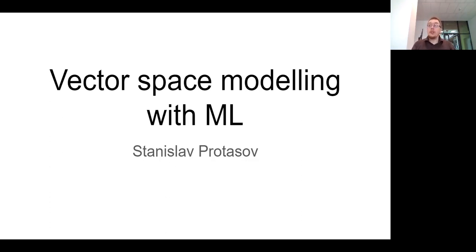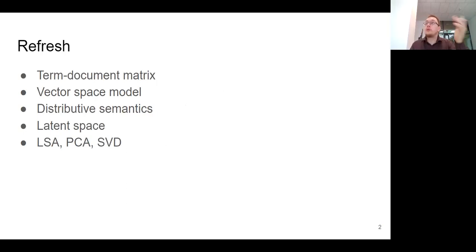For practical applications, everything was perfect. Some good results were obtained even in the late 80s. But can we do better? Can we find a better latent space for our documents and for our words with some maybe non-linear approach? As we didn't have any break, we don't have to refresh these concepts: the term-document matrix and everything else you remember from the previous lecture.